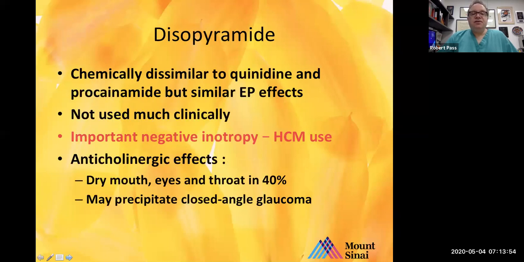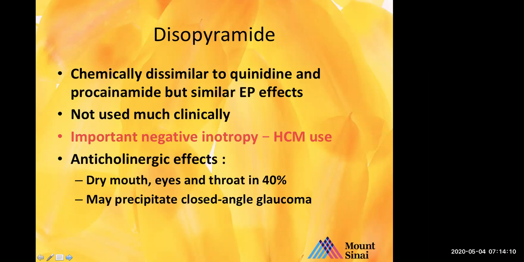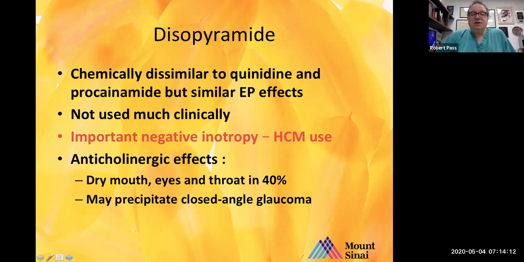All right, and just for completeness's sake, since we're discussing all the 1A agents, disopyramide is lumped into that category. It's chemically dissimilar to quinidine and procainamide, but since it has similar electrophysiologic effects, Vaughan Williams decided to put it in the same categorization. It's really not used clinically almost ever anymore. It's an extremely potent negative inotrope, and so every once in a while, you'll rarely see a hypertrophic cardiomyopathy patient in whom disopyramide is used.